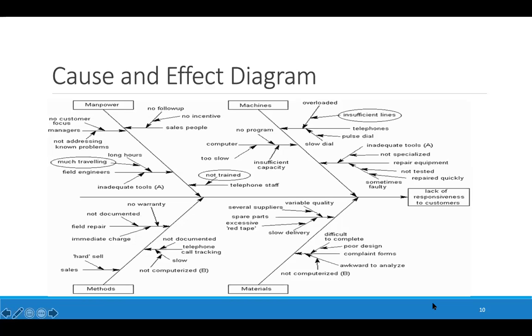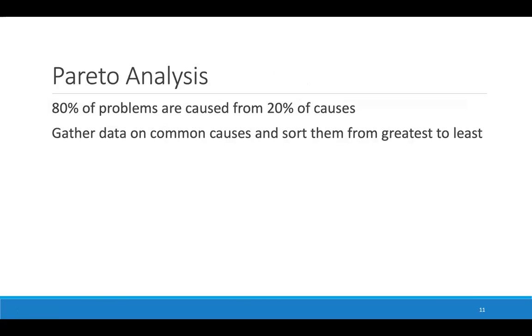Or what are some continuous problems that I see over and over again at the cafeteria? And so we kind of measure that. So that's what a cause and effect diagram is. It's a brainstorming session to improve quality and try to find those bottlenecks.